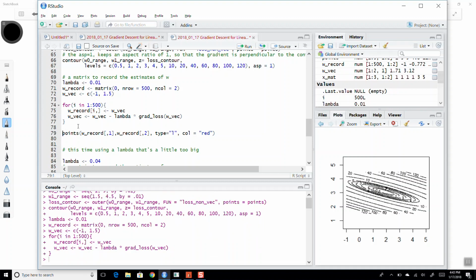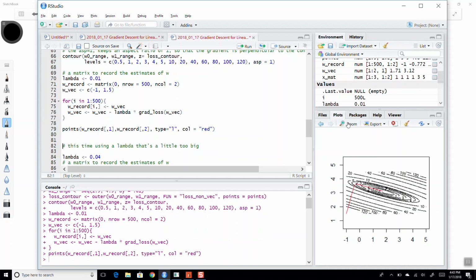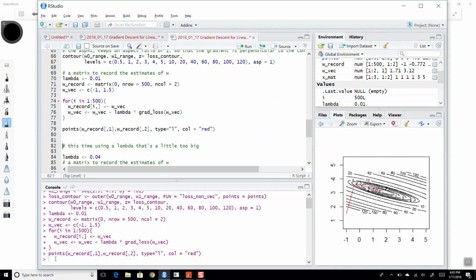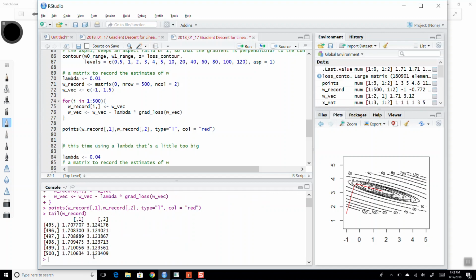And we're done. And then if we want to plot this, we see it indeed worked, okay? It follows the gradient and gets to the point going perpendicular to the contour lines until it gets to the central point down here. And we can see the tail of our W record matrix. And well, maybe it's not as close as I thought. But, you know, getting closer, I should probably run it longer. Maybe 1,000, who knows?